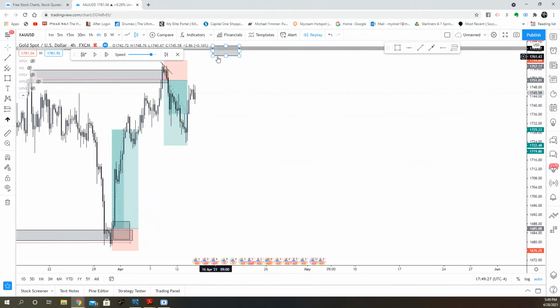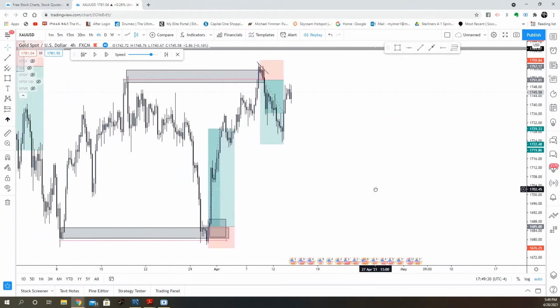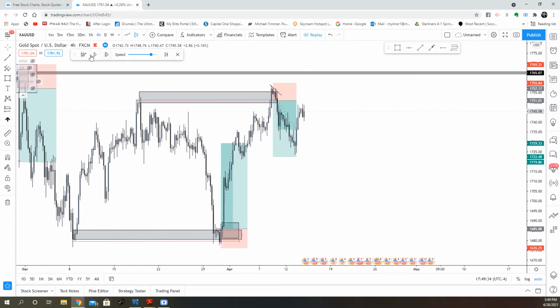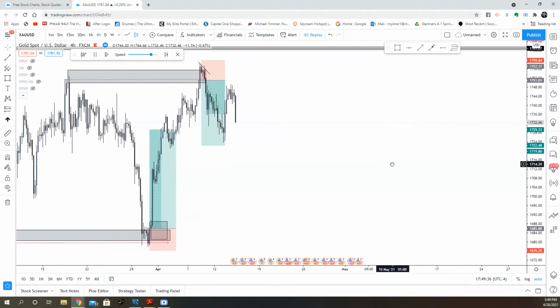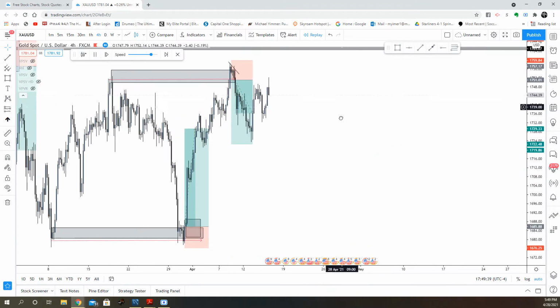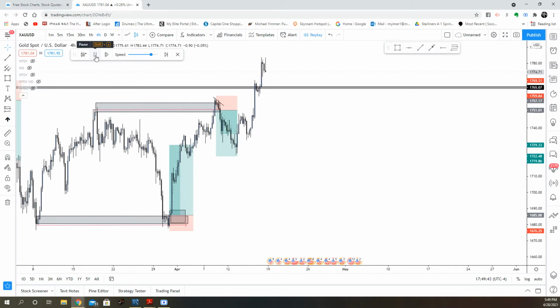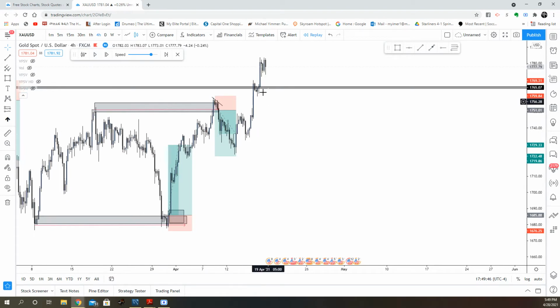Why don't we backtest? Let's do a backtest together. Okay. So nice. Okay, so right here, as you can see, I have a strong move to the upside. Plus, I have a resistance right here, if you can see it.